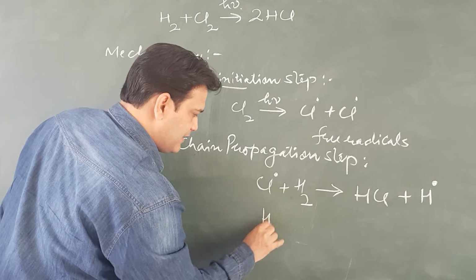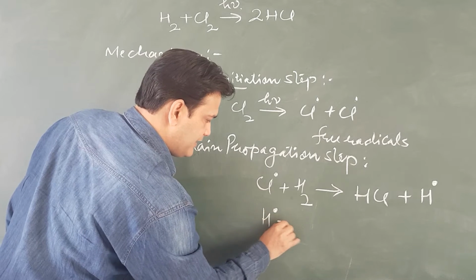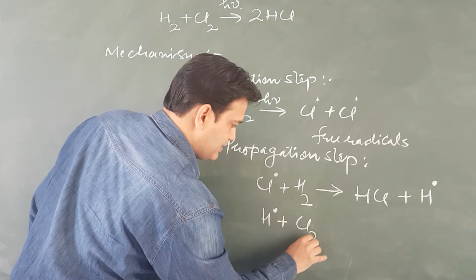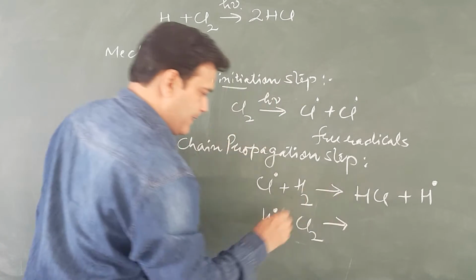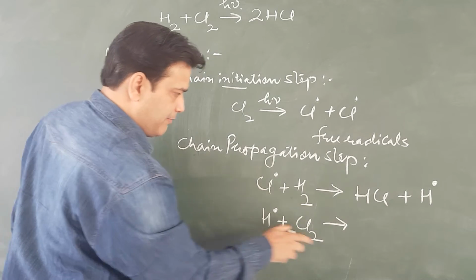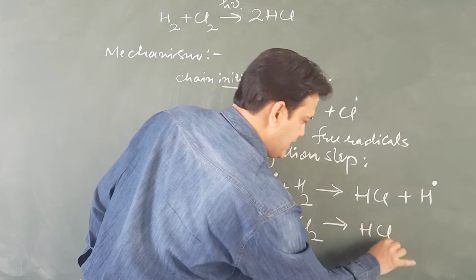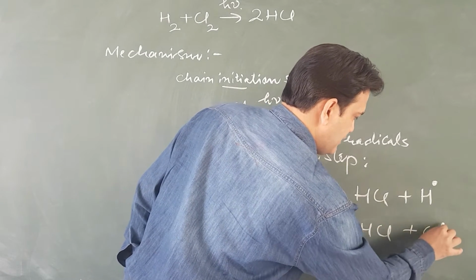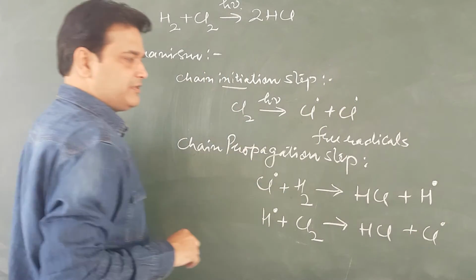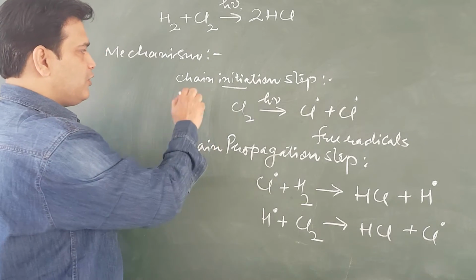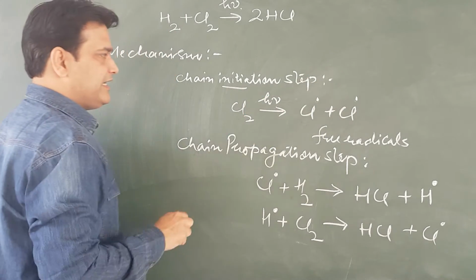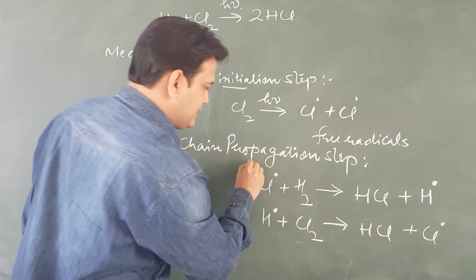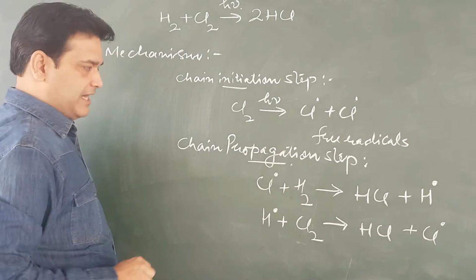Likewise, this H free radical combines with Cl2. Now Cl dot will combine with H and again HCl is formed. What is the remaining? Cl dot. So, after chain initiation, this is the chain propagation step.